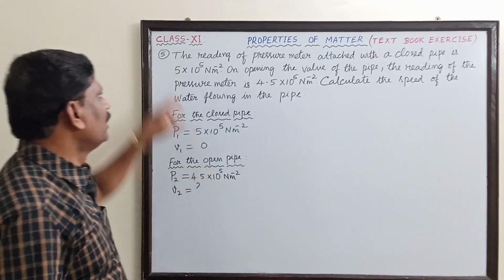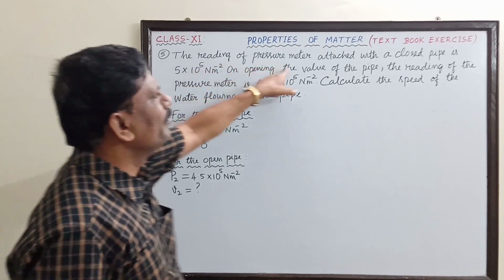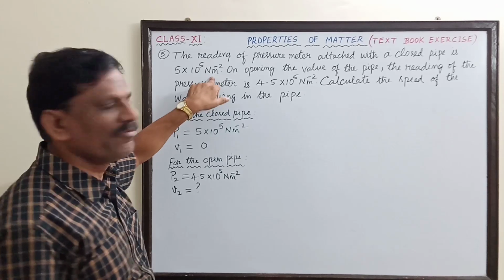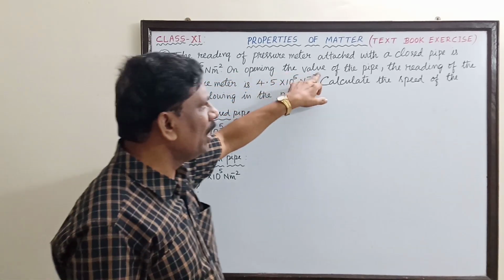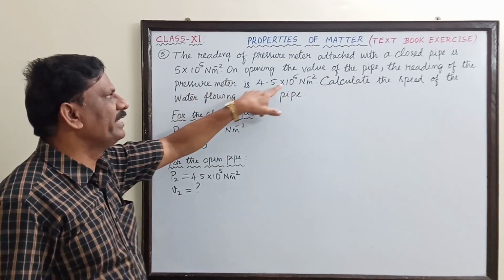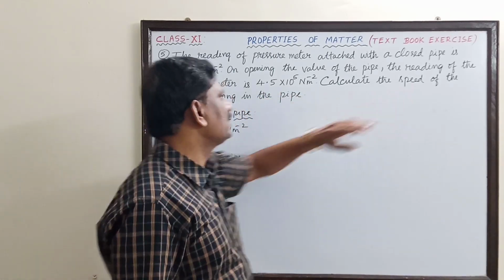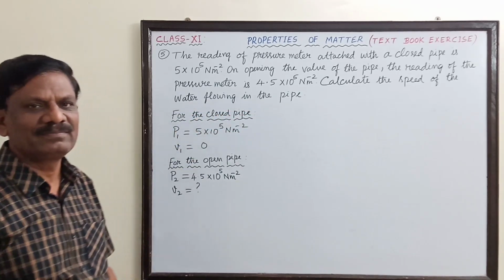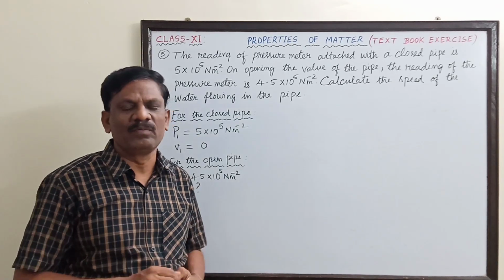Hi students, problem number 5 in the exercise. The reading of a pressure meter attached to a closed pipe is 5 × 10^5 Newton per meter square. On opening the valve of the pipe, the reading of the pressure meter is 4.5 × 10^5 Newton per meter square. Calculate the speed of the water flowing in the pipe. So, a very simple problem, but very important for your board examination.